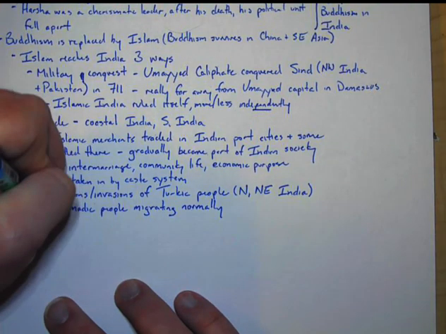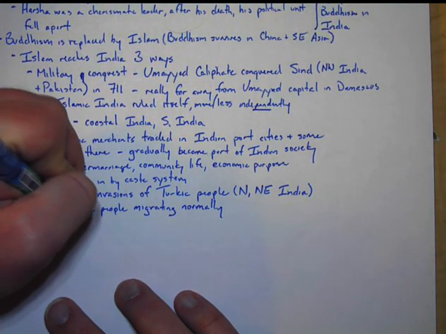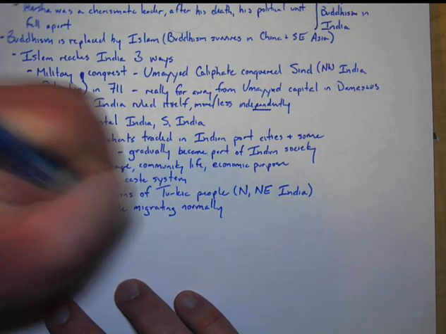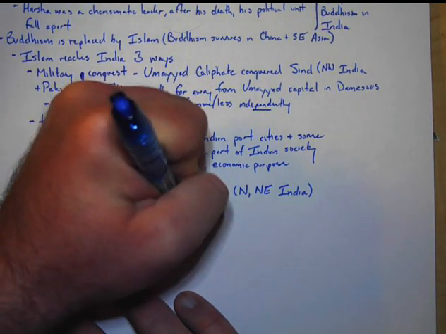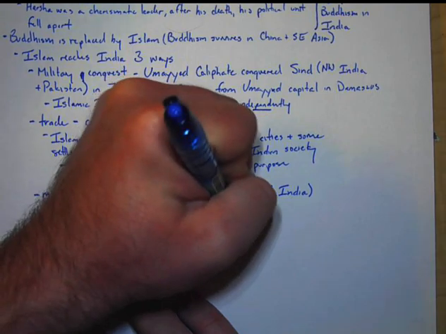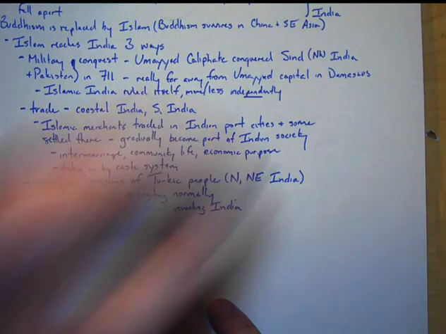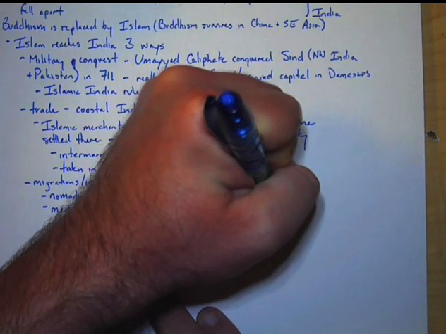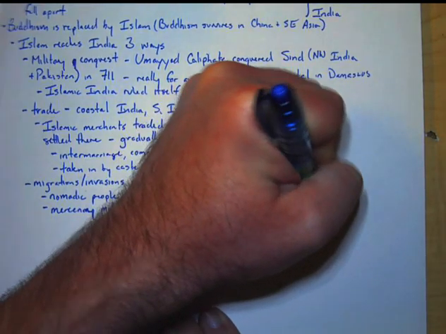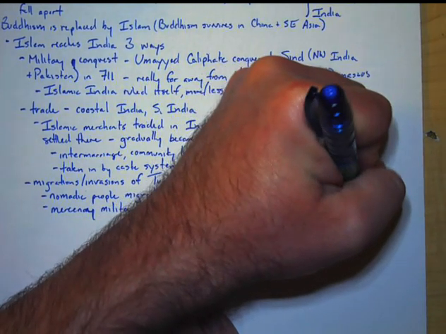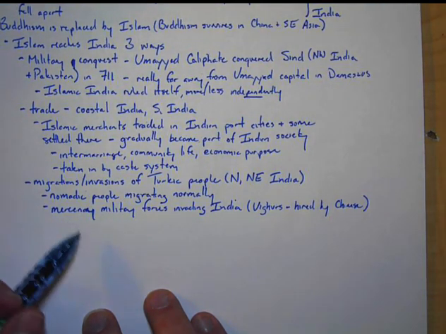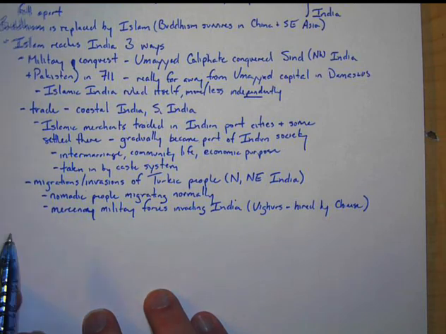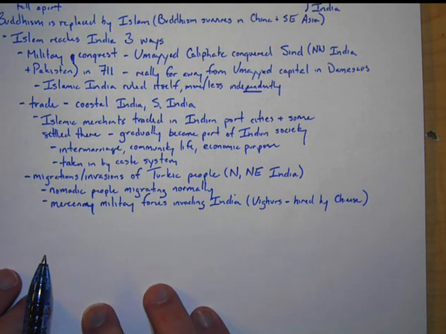Some of these people are part of mercenary military forces invading India. And we've mentioned people like this before. We've mentioned the Uyghurs who were hired by the Chinese. So it's not unlikely that you would see Turkic people who are Muslims hired by, you know, a general with some money who wants to go invading places.